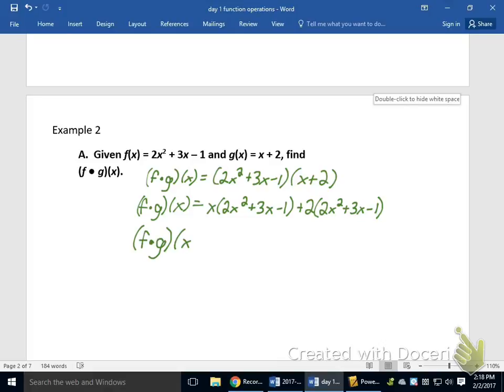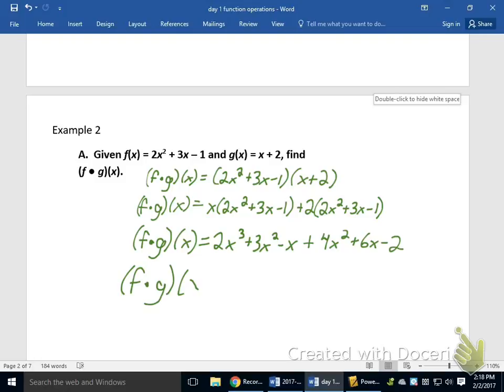So now I'll have 2x to the third plus 3x squared minus 1x on that first one. And for the second group, I'll have plus 4x squared plus 6x minus 2. And now I combine my like terms. So f times g of x is equal to 2x cubed, has no like terms to combine with. It will have a plus 7x squared, a plus 5x, and then minus 2 has nothing to combine with. All I was doing there was combining my like terms in the middle. And that's it, final answer.